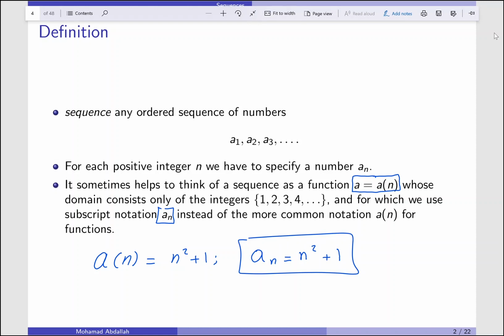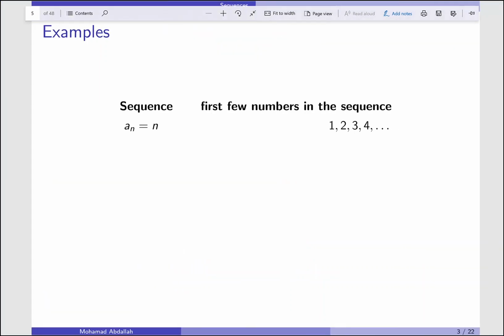Now this means that if you want to find a3, for example, this is the same as a of 3, which means you substitute n by 3 in the given formula. So 3 squared plus 1, and that's equal to 10. Again, the sequence can be thought of as a function, but the domain of this function is the positive integers. Now the range could be many things.